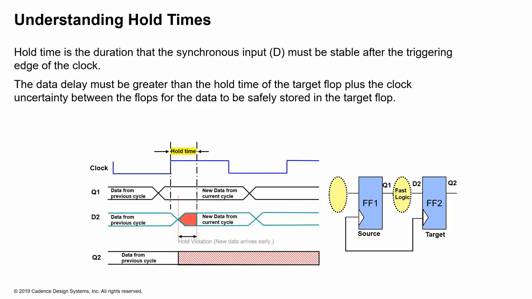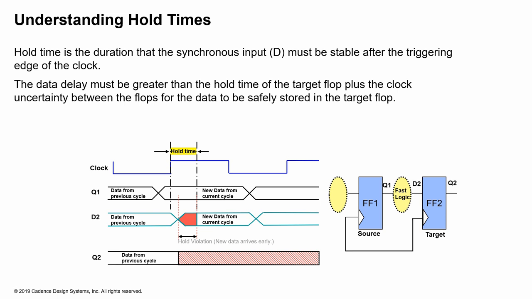In order for your data to be safely stored, the other requirement is your hold time. The hold time is the duration that the data input must be stable after the triggering edge of the clock. So the data must be stable, and the data delay must be greater than the hold time of the target flop, plus any clock uncertainty between the flops, and so on. All of that requires that your data cannot be too fast.